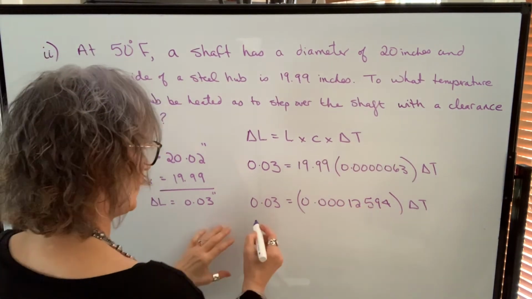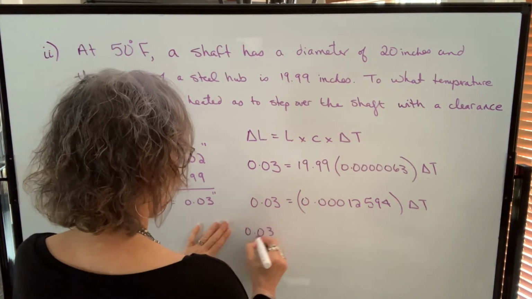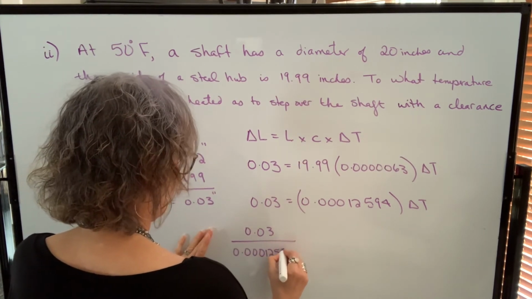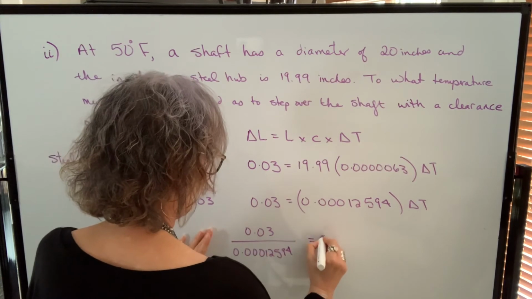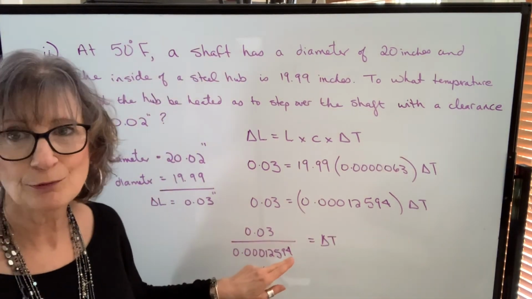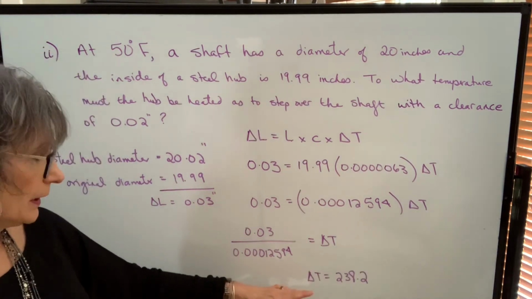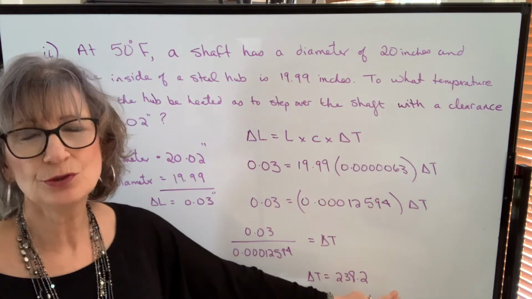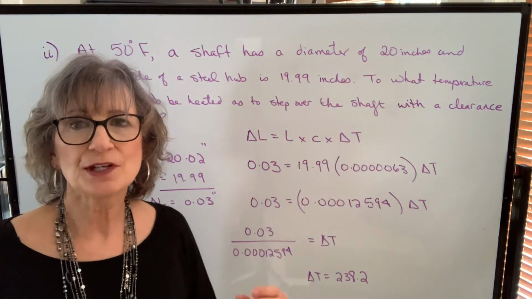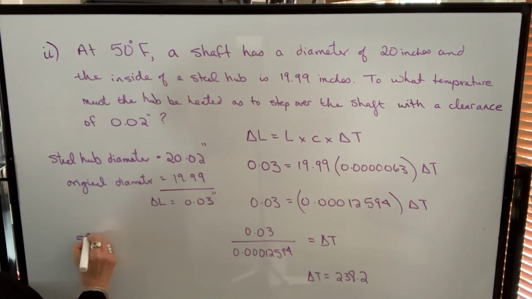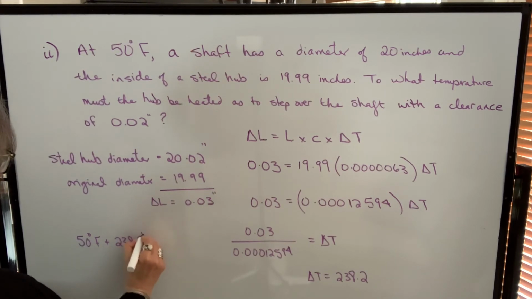Now I divide both sides by that number, so 0.03 divided by that number. And if I divide by the number on my calculator rather than the rounded off one I wrote down, when I calculate it, I will get change in temperature will be 238.2. And that's not my new temperature, that's how much I have to change the temperature. So my original temperature was 50 degrees Fahrenheit. I have to increase it by 238.2 degrees Fahrenheit.